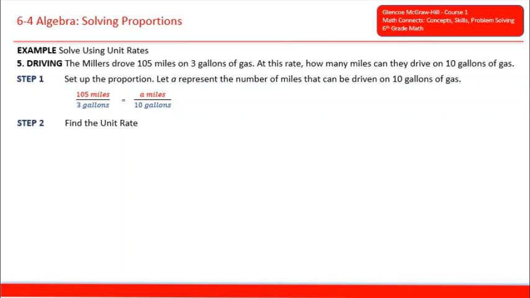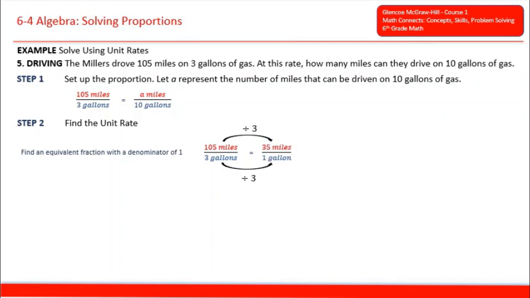Step 2. Find the unit rate. We've used unit rates before. We have to find out how many miles can be driven on 1 gallon of gas. So to do that, we're going to find an equivalent fraction with a denominator of 1. And if we divide 3 gallons by 3, that will give us a unit rate of 1 gallon. So we'll divide the numerator of 105 miles by 3, and that will give us 35 miles per gallon.